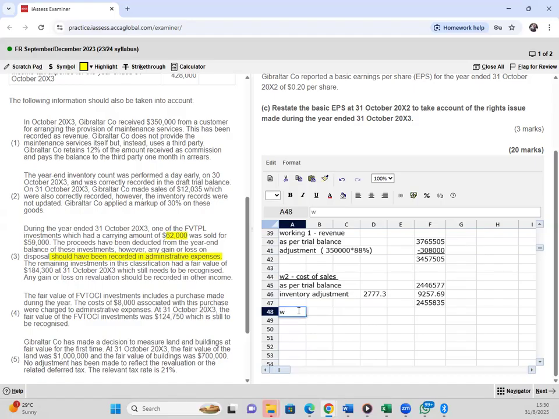So working 3. We can say investment, then this is fair value through profit and loss. Fair value through profit and loss. So that's our first investment we are dealing with here.